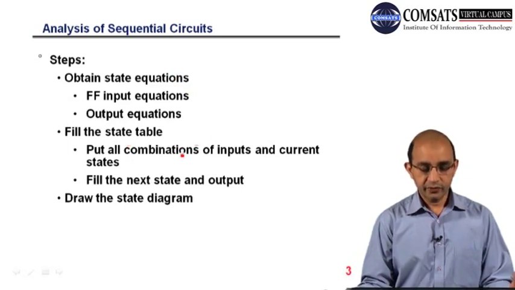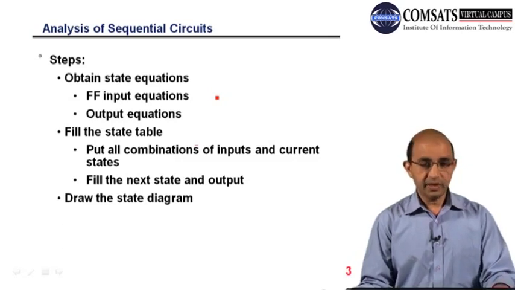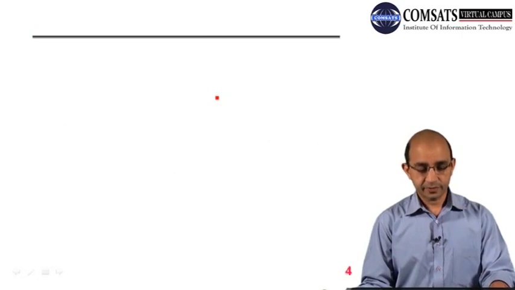So we normally compute all the possible combinations of inputs and the states. That is known as the current state. Then we fill the next state column in the table, and the output. Finally, we draw the state diagram. So these are the steps we have to go through in order to have sequential circuit analysis.